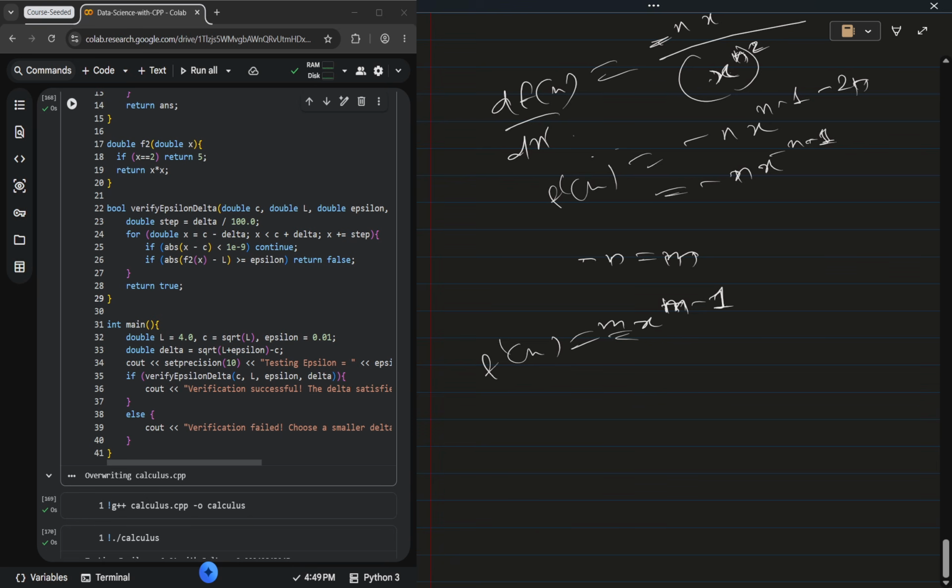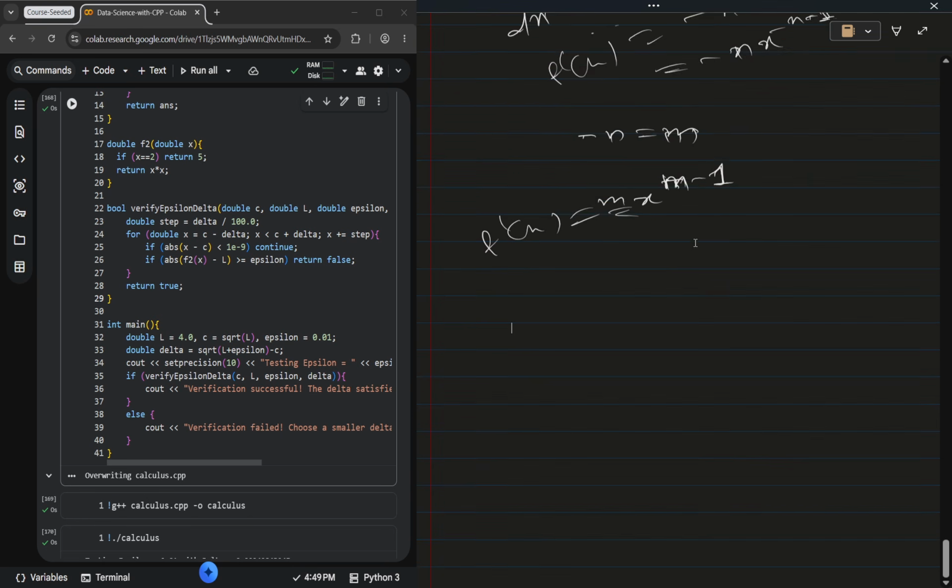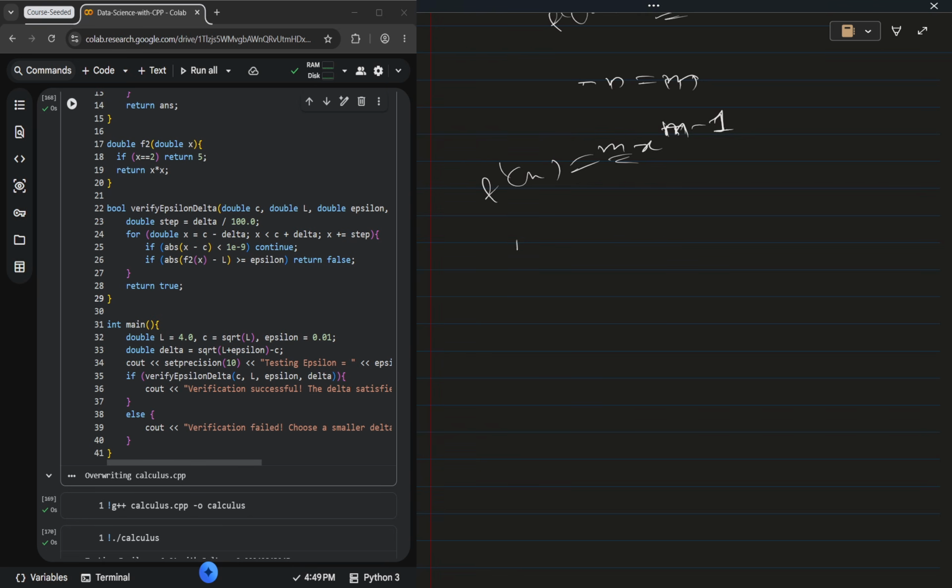So let's try proving the quotient rule, or we can just first prove everything, like that the power rule works for every real number n, but not for x equals 0.